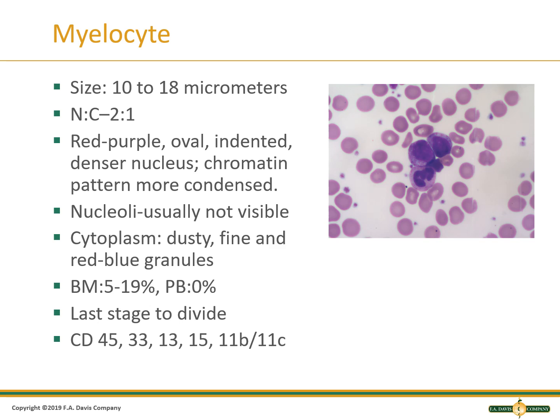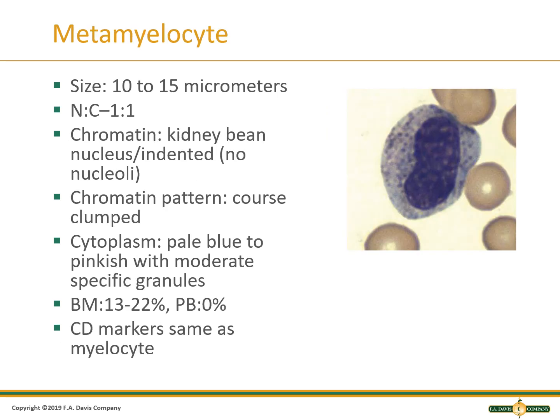This is the last stage to divide, and here are your CD markers for the myelocyte. Next, we have the metamyelocyte at 10 to 15 micrometers. The nucleus to cytoplasm ratio is 1 to 1. This is a much closer image, so it's easier for us to take a good look at. The nucleus is going to be kidney bean shaped.